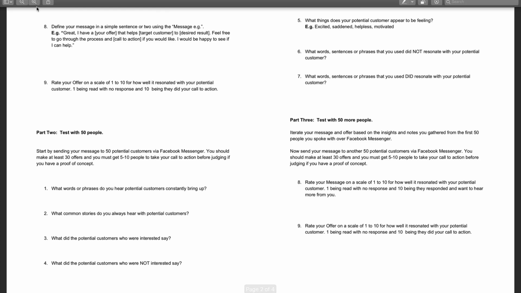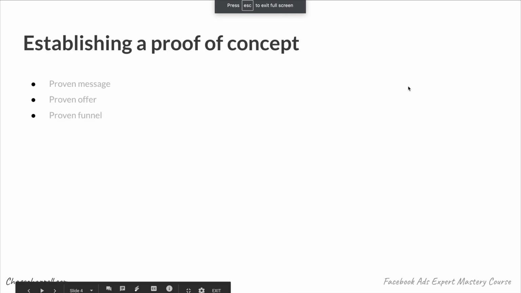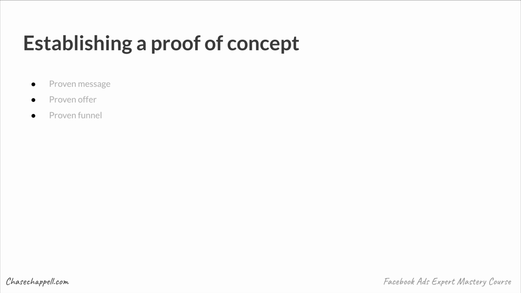So let's go ahead and move back. So we talked about establishing a proof of concept. It's really identifying a proven message that resonates with people in Facebook Messenger, and really having a proven offer that can get people to either get on a call with you, or get people to go to your landing page and you capture their email, or get people to make a purchase.